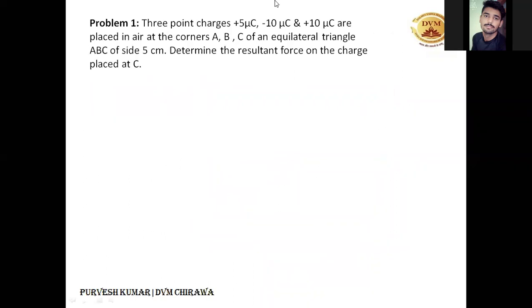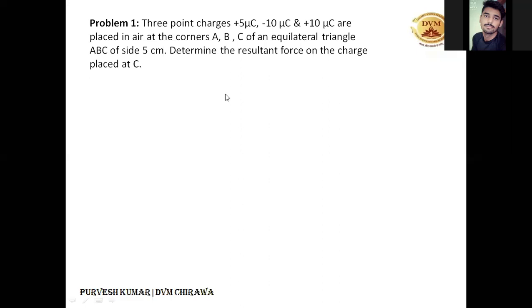Question number 1 says that three point charges of magnitude plus 5 microcoulomb, minus 10 microcoulomb, and plus 10 microcoulomb are placed in air at the corners A, B, C of an equilateral triangle of side 5 centimeter. We need to determine the resultant force on the charge placed at C. Please do this in your copy along with me. Later on, I'll be sharing the questions also.